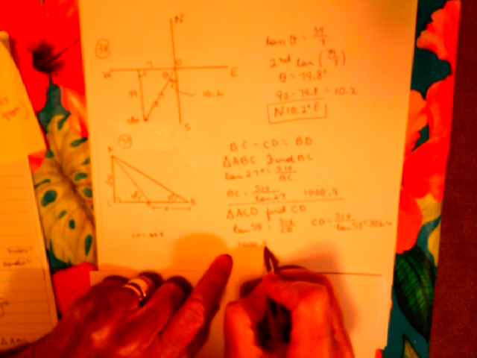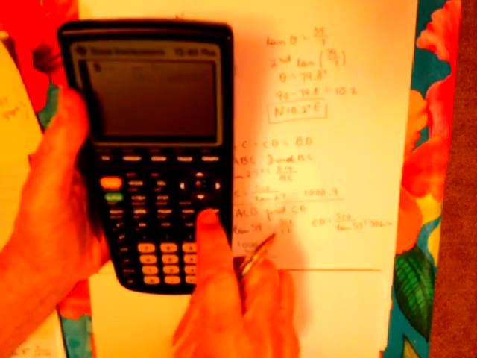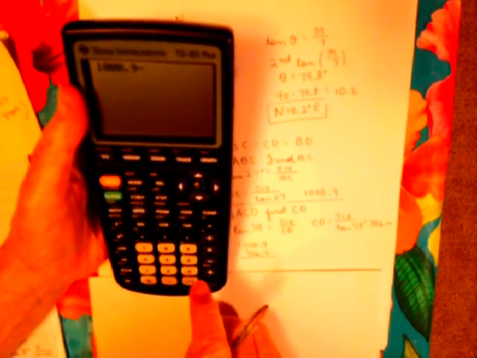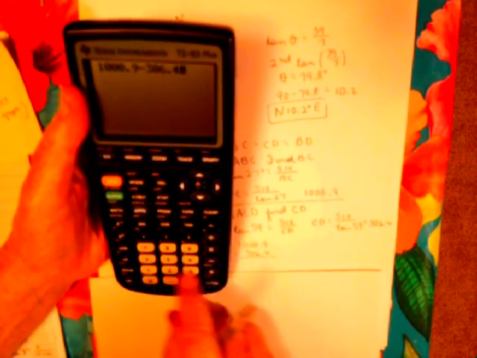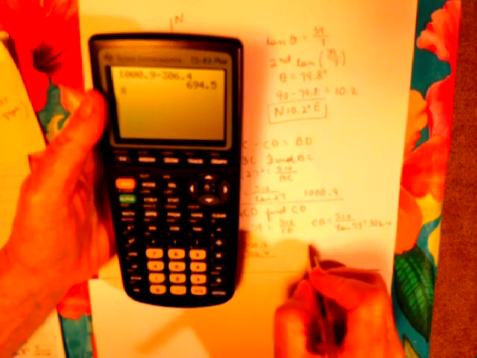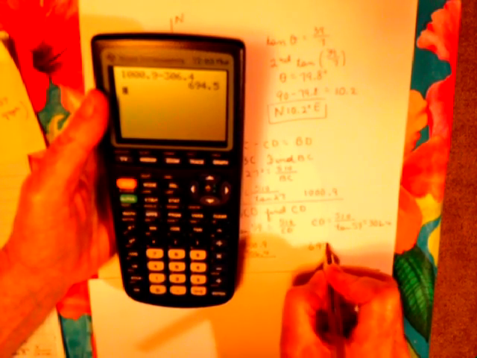BC, which is 1000.9, minus CD, which is 306.4. 1,000.9 minus 306.4. If I round that to the nearest whole number, I get 695.